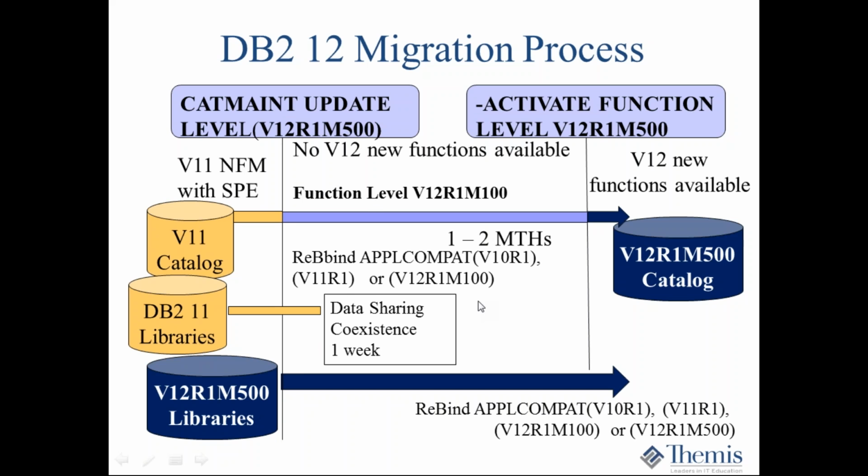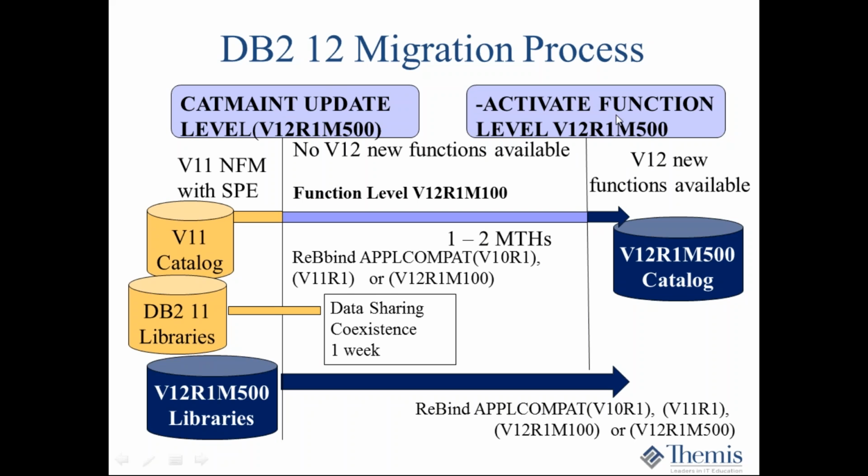Once we are sure that we can run existing applications, just like conversion mode, under the new version 12 code base libraries, working with the new catalog, then and only then, when we want to actually activate the new functionality that is introduced in version 12, will we use the command ACTIVATE FUNCTION LEVEL version 12 release 1 modification 500, where you get the ability to use all of those functions.